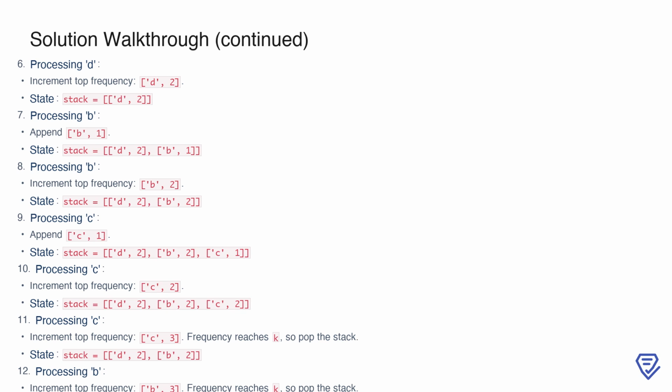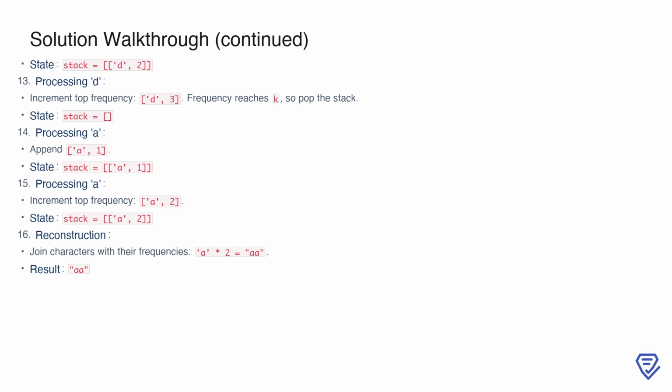Since the frequency reaches k, we remove c from the stack, leaving d2 b2. Afterward, another b increments its frequency to b3, causing it to be popped from the stack as well. This iterative process ensures that groups of k duplicates are removed as soon as they are detected.